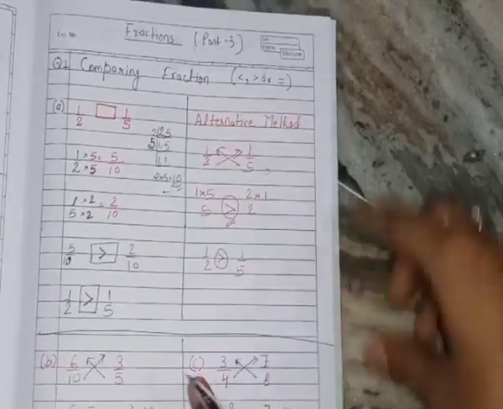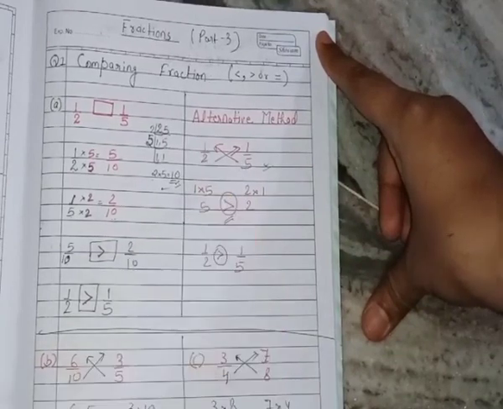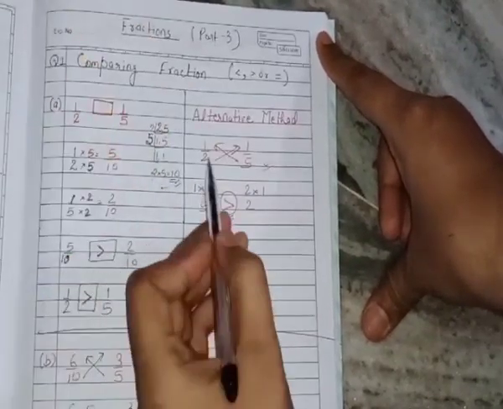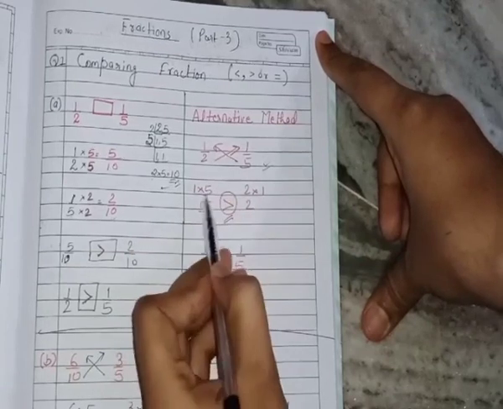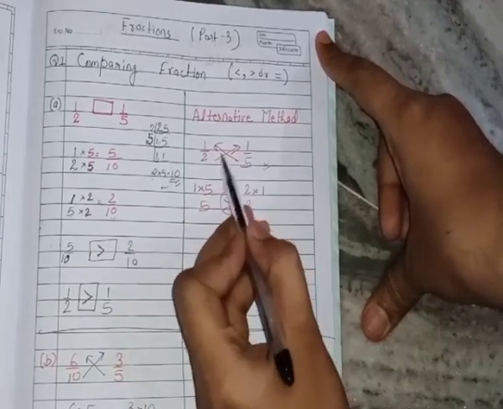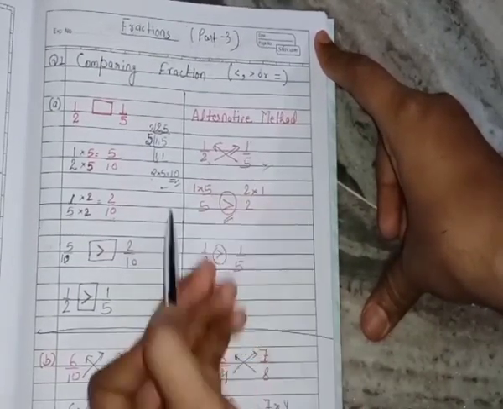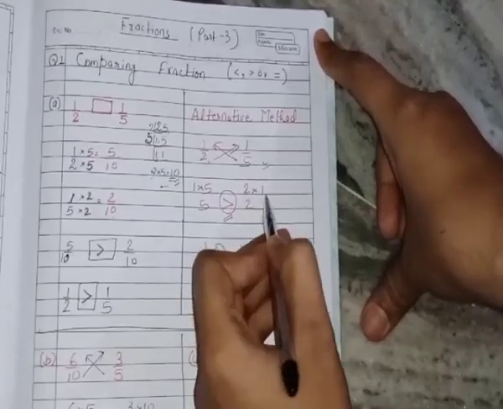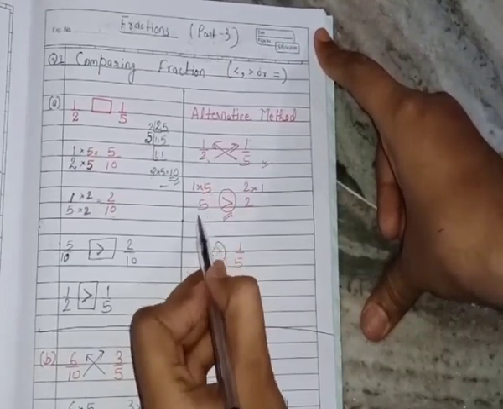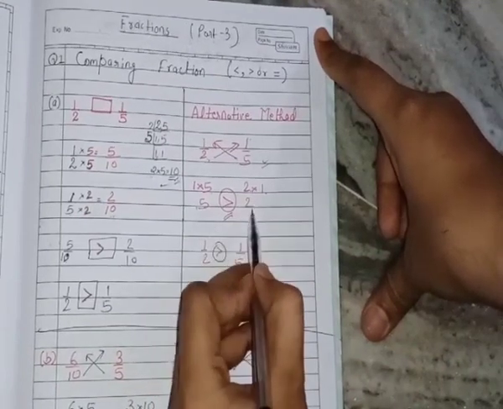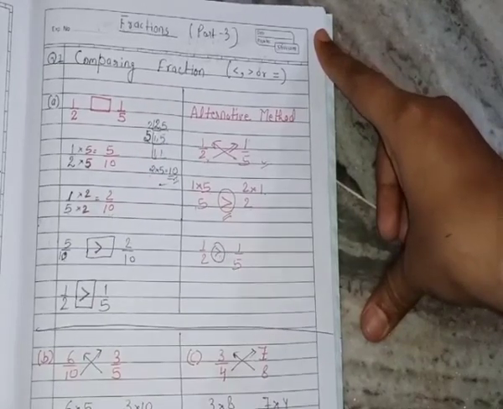The alternative method is also very simple. Again 1 by 2 and 1 by 5. In this method, we cross multiply the denominators with the numerators of the other fractions. The numerator of the first fraction and the denominator of the second fraction will be multiplied, that is 1 into 5. In the second fraction, the numerator is 1 and in the first fraction the denominator is 2, so this denominator will be multiplied by this numerator, that is 2 into 1. So 1 into 5 and 2 into 1. 1 fives are 5 and 2 ones are 2. It means 5 is greater than 2. The same sign will come here, that is 1 by 2 is greater than 1 by 5. So it is as easy as that.